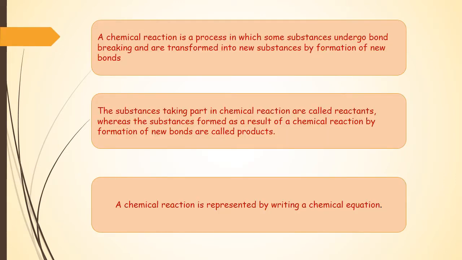A chemical reaction is a process in which some substances undergo bond breaking and are transformed into new substances by formation of new bonds. The substances taking part in a chemical reaction are called reactants, whereas the substances formed as a result of chemical reaction by formation of new bonds are called products. A chemical reaction is represented by writing a chemical equation.